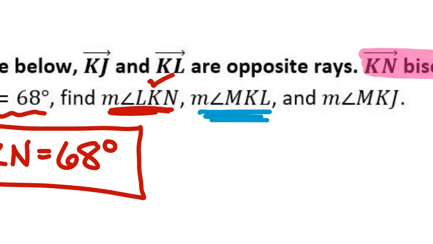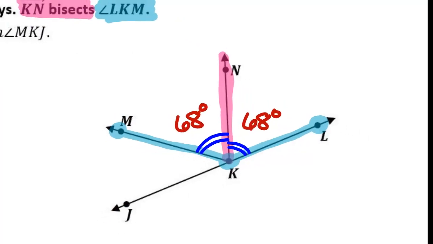All right, now we're going to go find angle MKL. M, down to K, over to L. Well, angle MKL is this whole blue angle here. How big is this whole angle? Or what would I do to find it? Yep. We're going to add 68 with the other 68 because I have this angle together with this angle here.